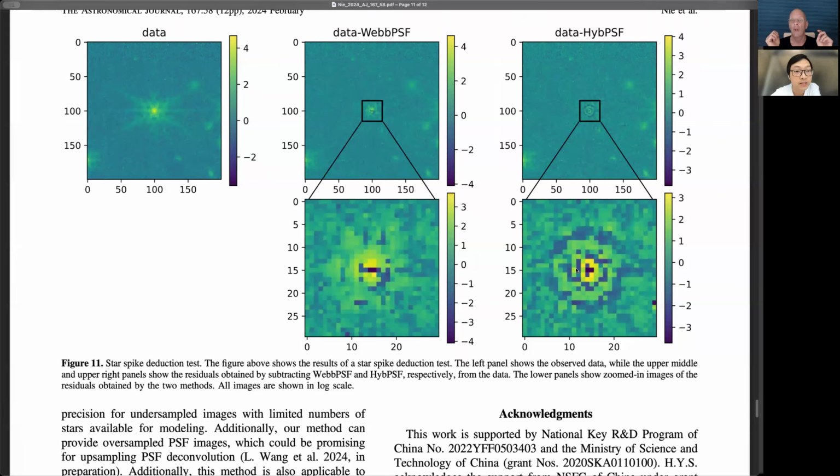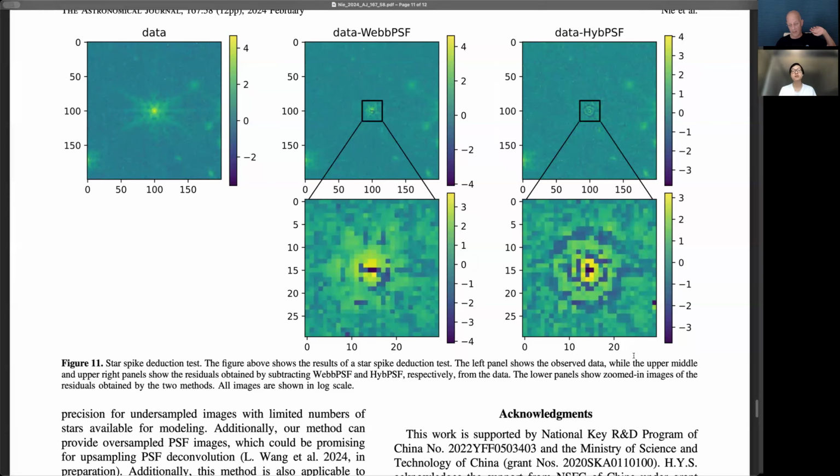We can see the left panels show the star image extracted directly from the data, and the middle and the right panels show the residuals, which subtract the PSF models from the two methods. We can see the result. In the upper panels, we can see that this spider structure, or the diffraction structure, is indeed subtracted by our models.